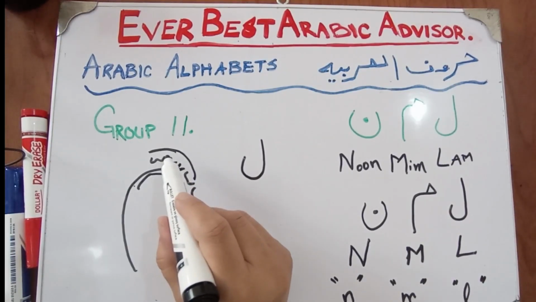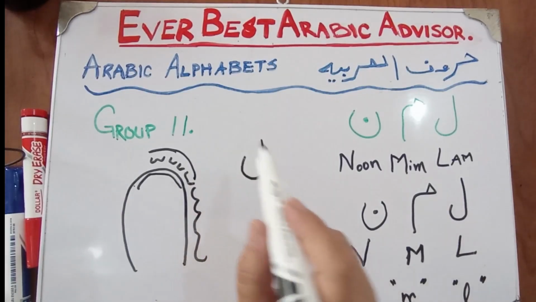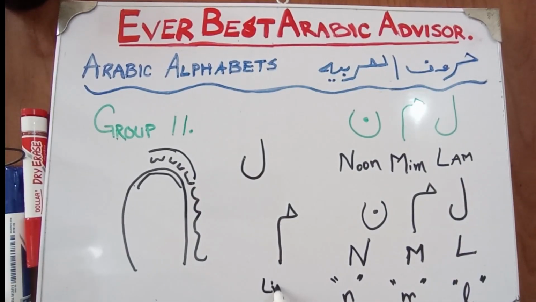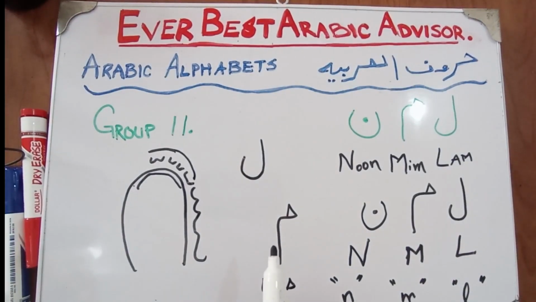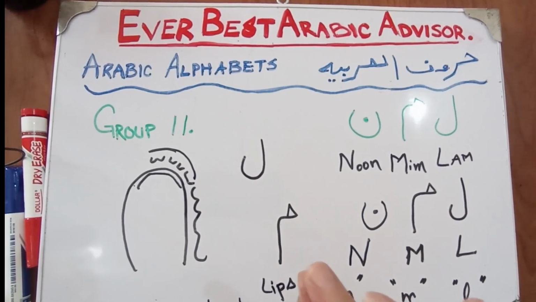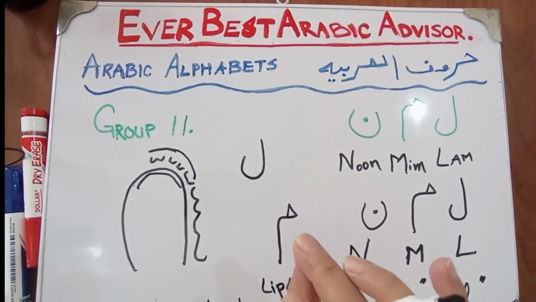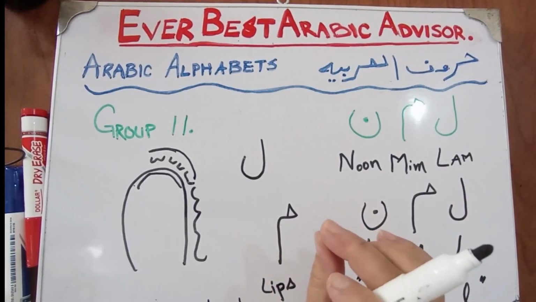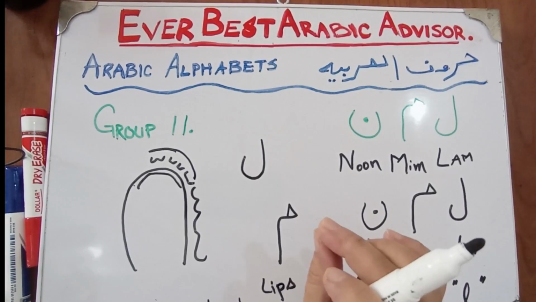Lam is pronounced like this, and Mim is pronounced from the lips, when you touch the lips with each other softly. Mim. The articulation point of Ba is also the lips, but for Ba you close the lips with some force. Ba, strongly. But for Mim, you close the lips softly.